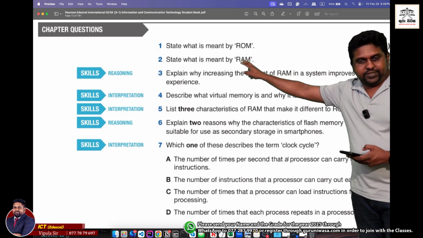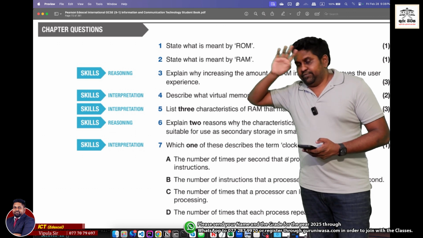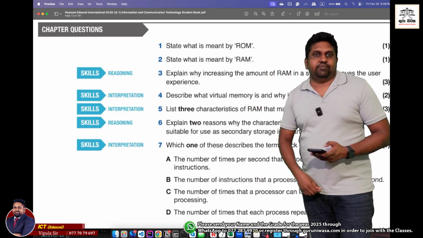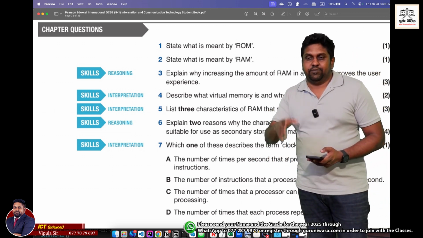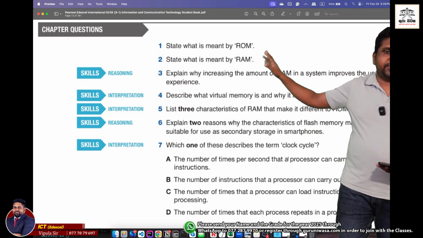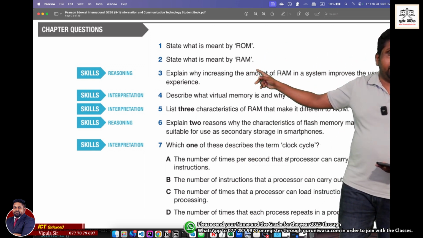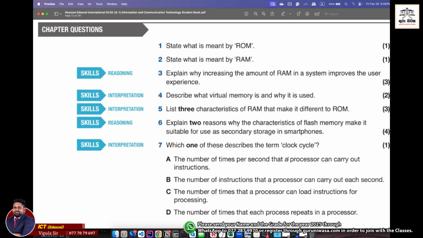So guys, please do go through these questions, because as I told you before, this is a very common question. These two: state what is meant by ROM and state what is meant by RAM. I have seen this, I think, multiple times on almost all the types of papers, including IGCSE and IAL. They also ask this particular question as well: explain why increasing the amount of RAM in a system will improve the user's experience. So as I explained before, there are multiple reasons, multiple methods you can write.